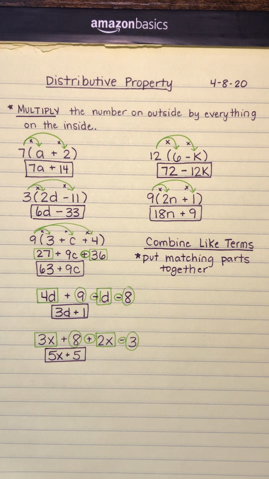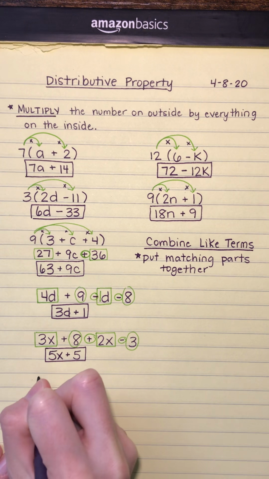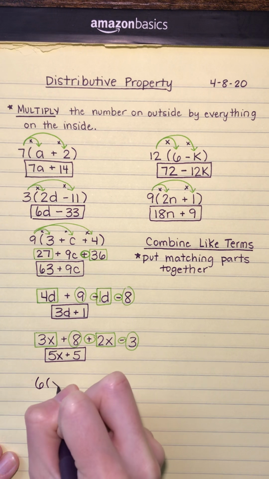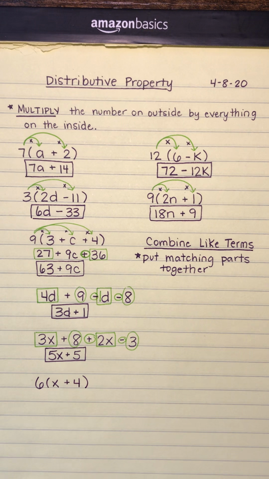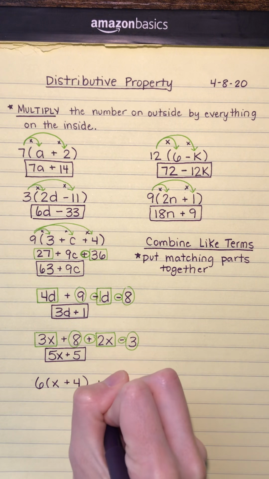All right, now I'm going to take you to a slightly different, more difficult problem that uses the same things, but it's going to combine the distributive property and combining like terms all into one part. So here is your next problem. I have 6 with the parentheses and then x plus 4. And then I have a plus 1 at the end.